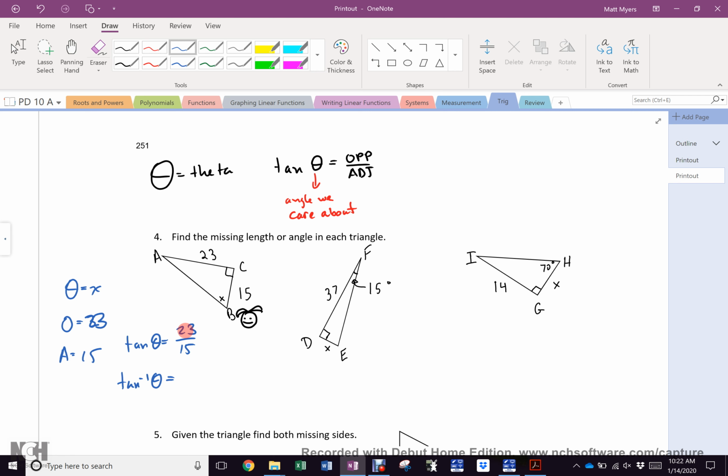So everybody tell me the value of theta. 57 is exactly right. Everybody cool? All right, let's go to the next one.